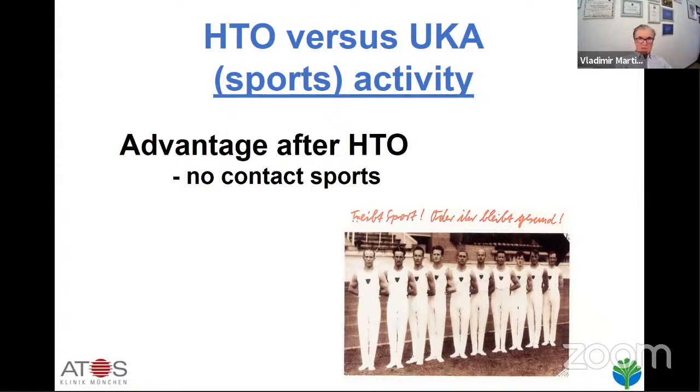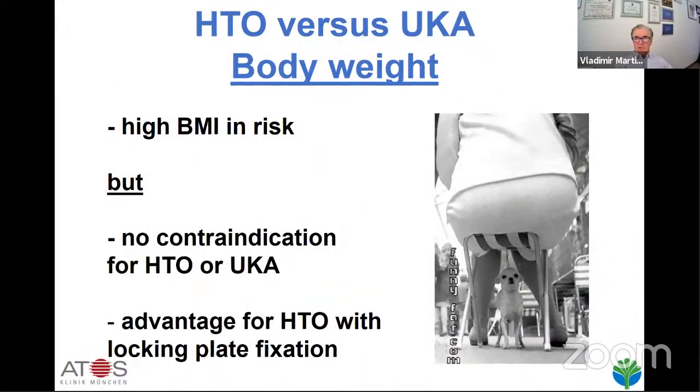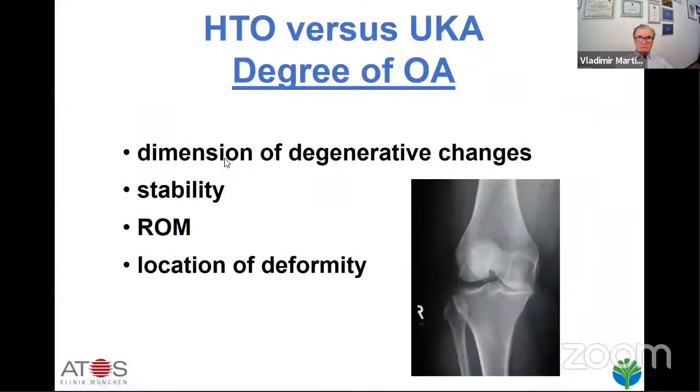However, contact sports are not recommended. Also, body weight is one of the criteria. High body mass index is a risk for both procedures, but there is no contraindication for either. Also here, I see some advantage for patients with high tibial osteotomy, especially now that we have better implants, locking plate fixations, and good results. So I think in overweight patients, high tibial osteotomy would be the better solution.